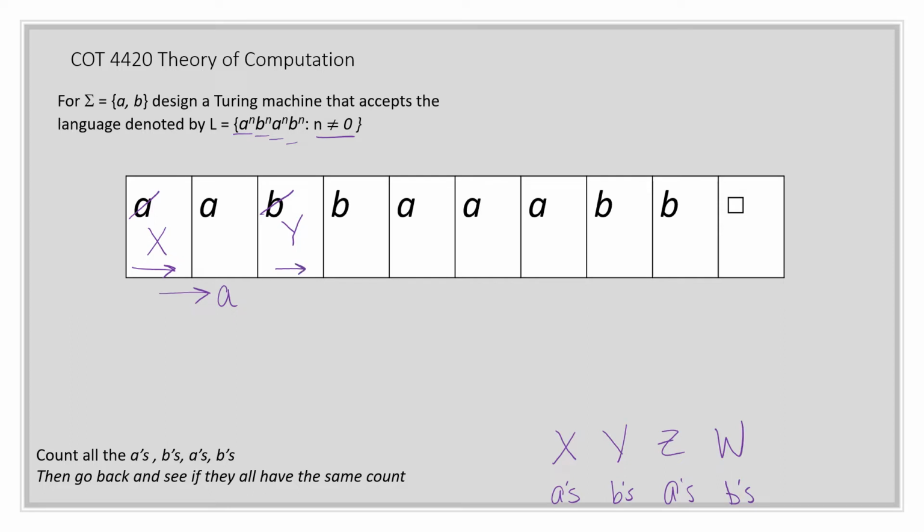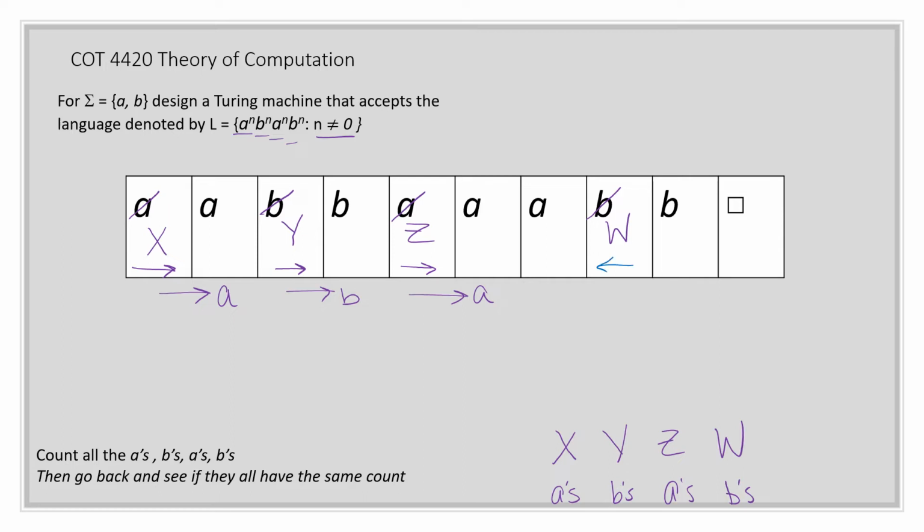And we're going to move right past any B's until we encounter an A. And then we're going to change this A to a Z. Move right past any A's until we encounter a B. And we're going to change this B to a W. Now we're going to have to go back the other way and count the next ones.